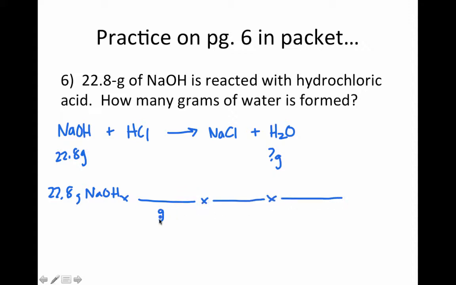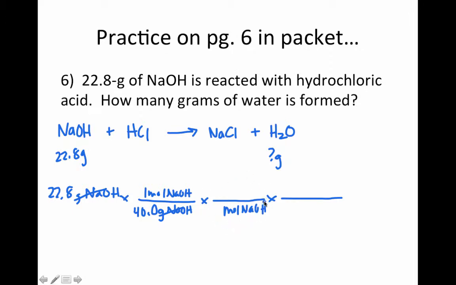The first step is going to be grams of sodium hydroxide to moles of sodium hydroxide. I'm going to look up the molar mass for sodium hydroxide on the periodic table. And I get 40.0. Comes out to about 39.9969, so I rounded that to 40.0. Grams of sodium hydroxide cancels out. I'm going to put moles of sodium hydroxide on the bottom.